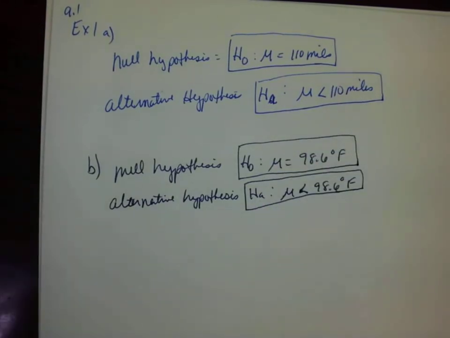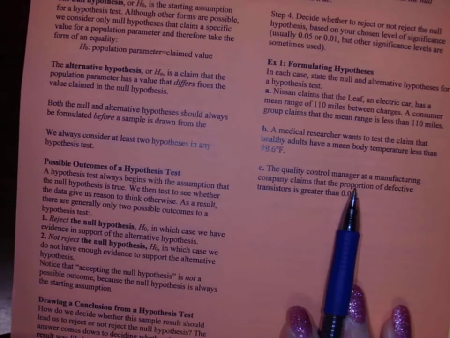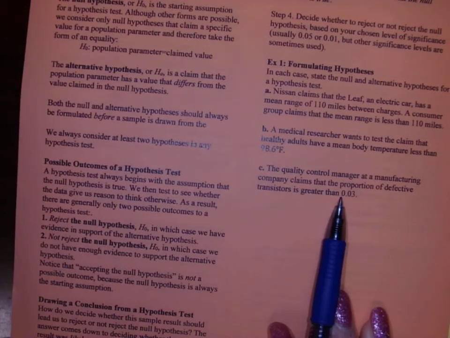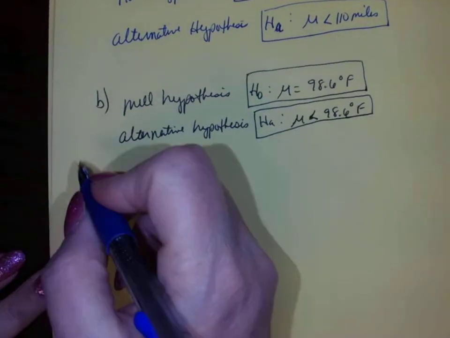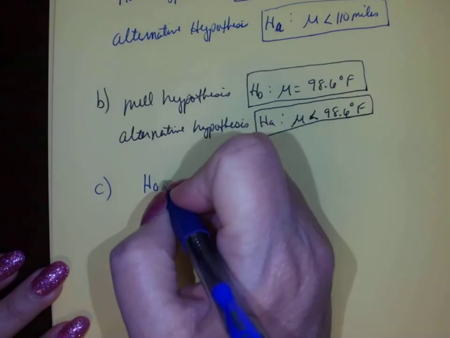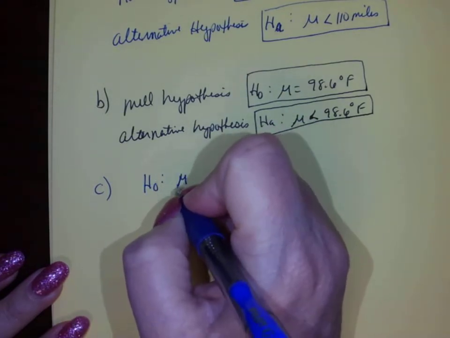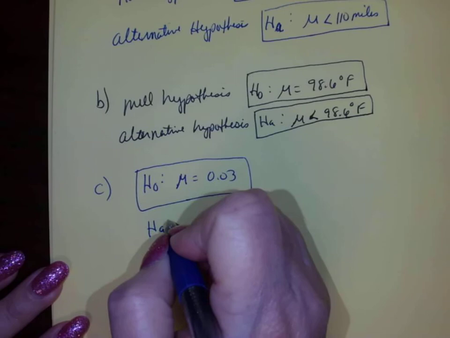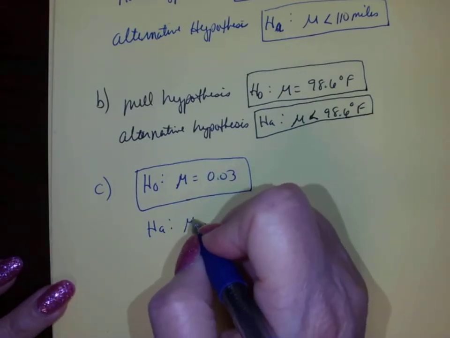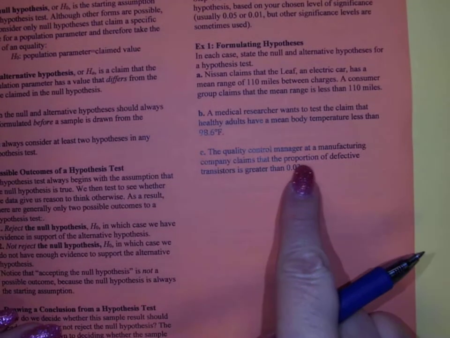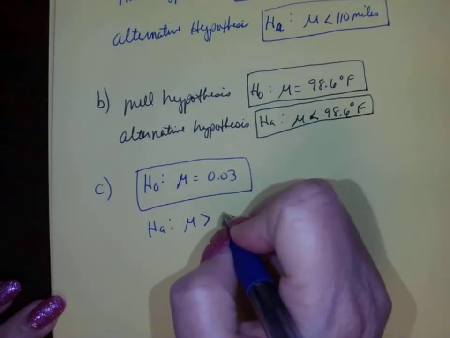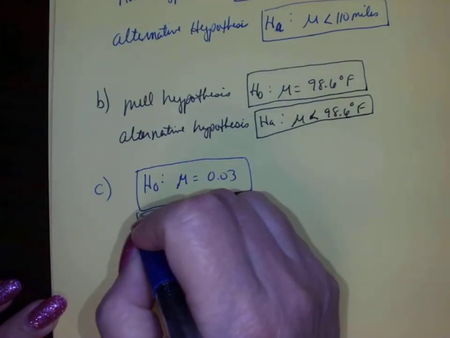All right, let's do one more. The quality control manager at a manufacturing company claims that the proportion of defective transistors is greater than 0.03. So what's the null hypothesis? It will be equal to 0.03. So our null hypothesis is that mu is equal to 0.03, and our alternative hypothesis will state that the proportion of defective transistors is greater than, so this time we'll have a greater than symbol, 0.03. That's all you've got to do.